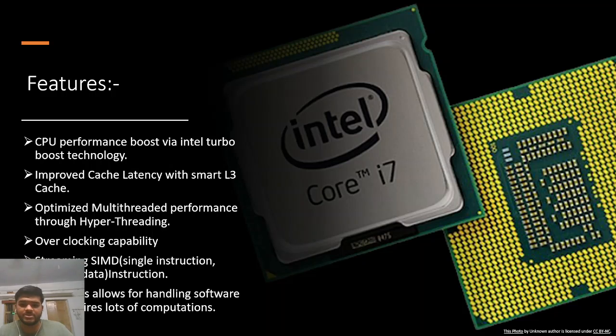Optimized multithreading performance through hyperthreading: a single physical processor core appears as two logical cores to allow them to share resources between execution threads and therefore increases system efficiency. It uses processor resources more efficiently, enabling multiple threads to run on each core. Along with this, overclocking capability, streaming SIMD, single instruction multiple data instructions, and 4 cores allowing for handling software that requires a lot of computation are some of the features of Intel Core i7.